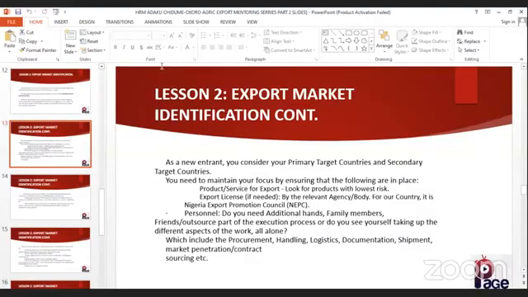You need to maintain your focus by ensuring that the following are in place. The product or service that you have earmarked for export. You need to look for product or service that have the lowest possible risk. I will explain again. If you want to start export of agri products, say, and you go to start with a product like yam, tubers of yam, you'll be taking a big risk.